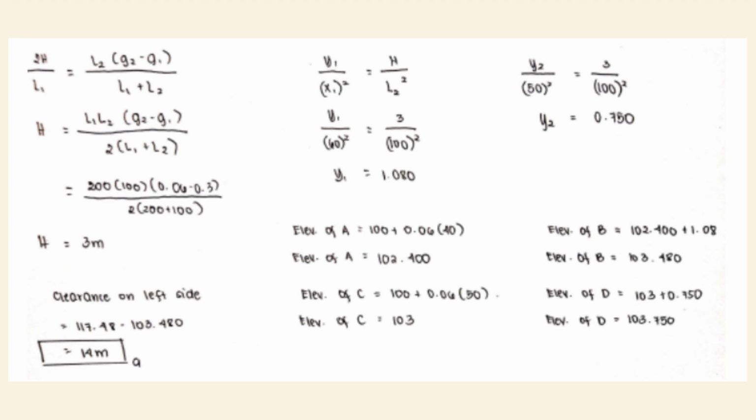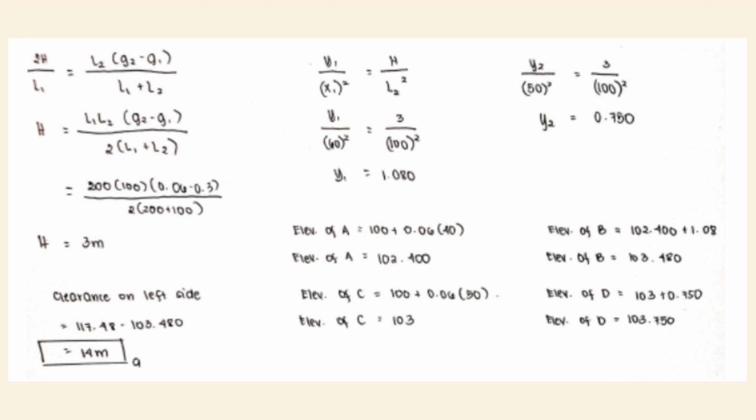Now that we have the needed values, we can now proceed in solving for the clearance on the left side of the bridge. So in solving that, we just need to subtract the elevation of B from the elevation of the underside of the bridge. So it is 117.480 minus 103.480. Thus, the clearance on the left side of the bridge is equal to 14 meters.